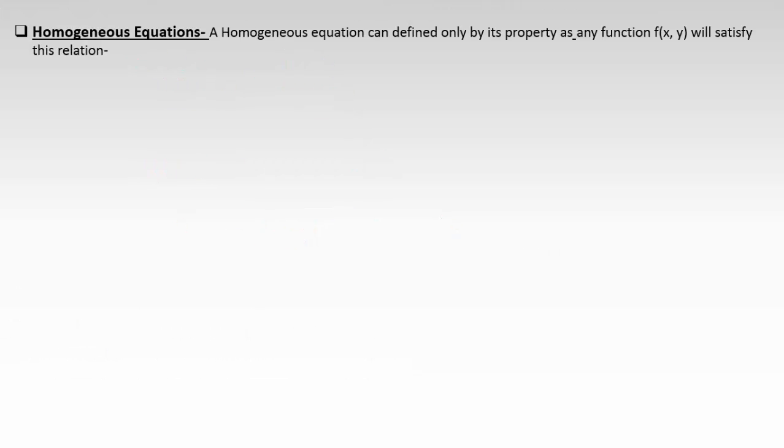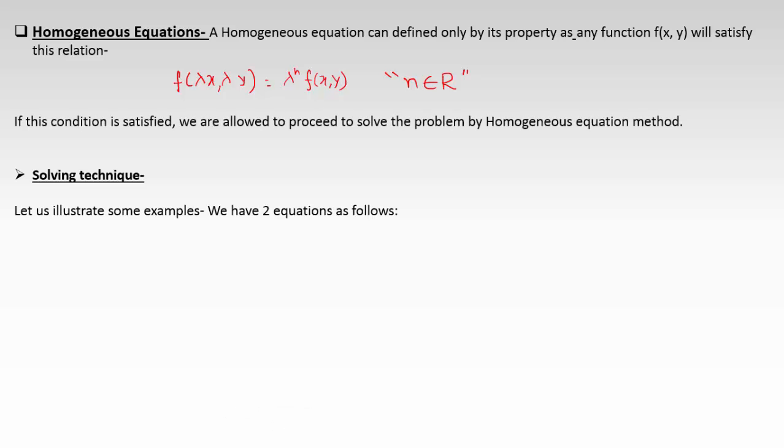We have homogeneous equations, one of the most important forms of equations. We can determine an equation as a homogeneous equation when it satisfies the given relation, that is f of lambda x comma lambda y, the function of lambda x as well as lambda y, should be equal to lambda to the power n f of x comma y. We'll prove what the relation is and how to solve a homogeneous equation. If this particular condition is satisfied, we are allowed to solve the problem by the homogeneous equation method.